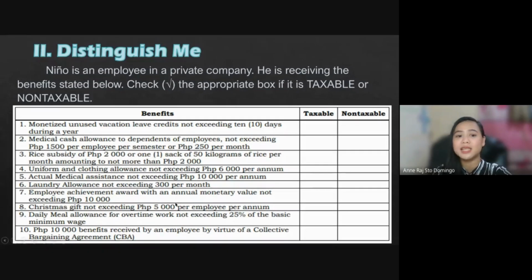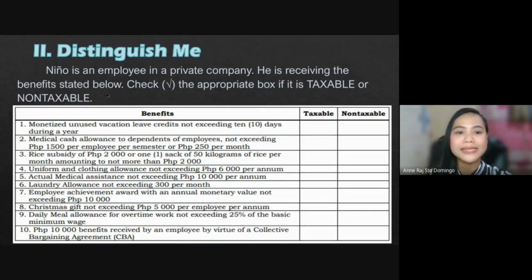So in this list, the benefits of Nino are all non-taxable. But if the limit given for each benefit is exceeded, that is the time that those benefits will be liable for tax. So it becomes taxable. Very good, all of you, that you understood and distinguished which benefits are non-taxable and taxable.